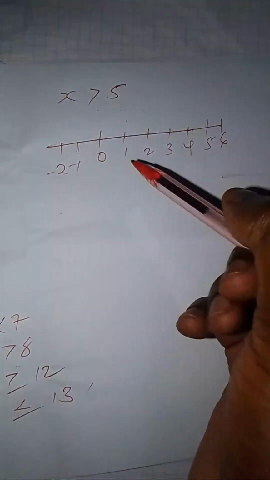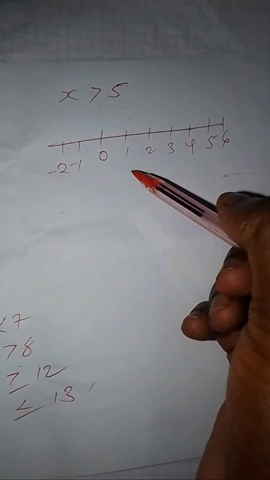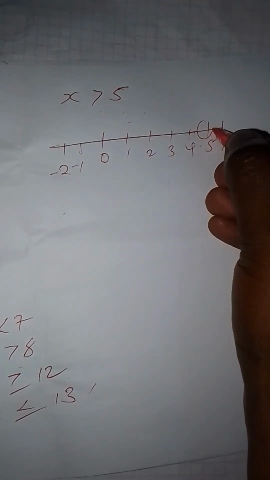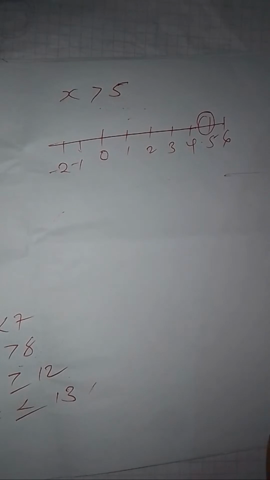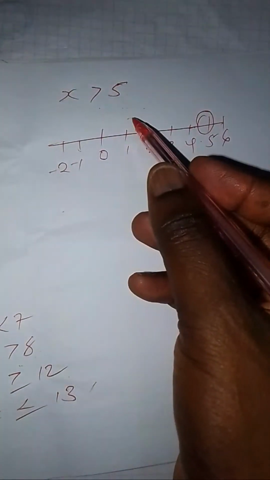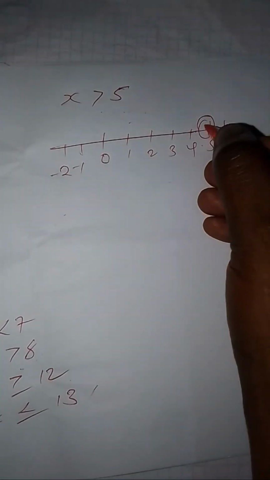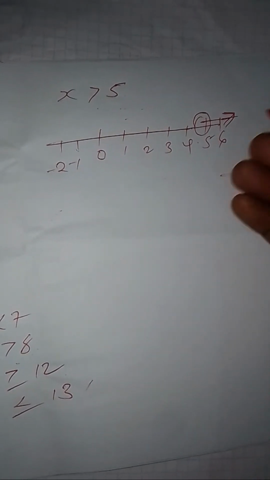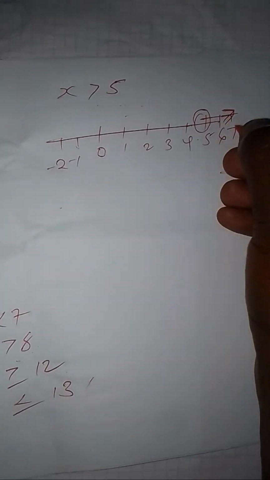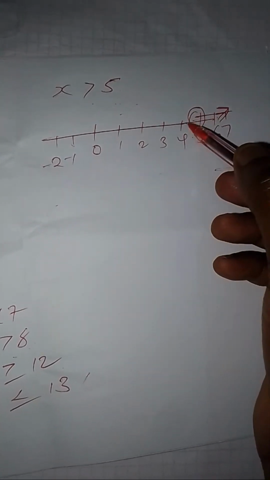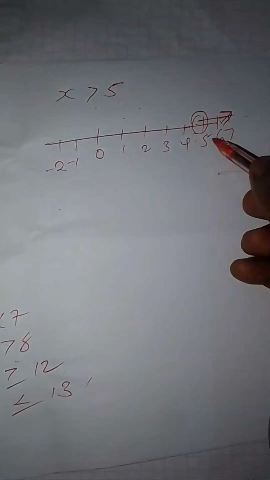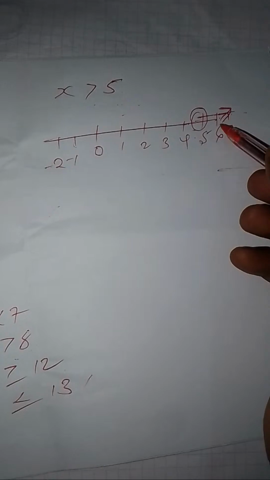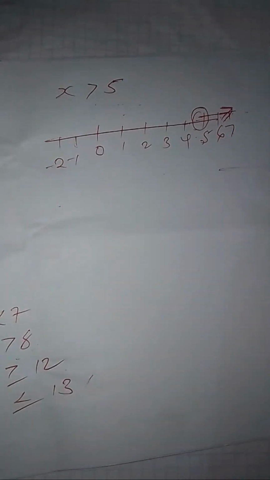Now we have to point where 5 is. 5 is here. So we're going to circle 5. After circling 5, because x is greater than 5, we're going to point an arrow away from 5, and that arrow must always have a direction. Maybe you can talk about 7 here. So we've represented x greater than 5. You just circle 5, then give an arrow from where the 5 is.